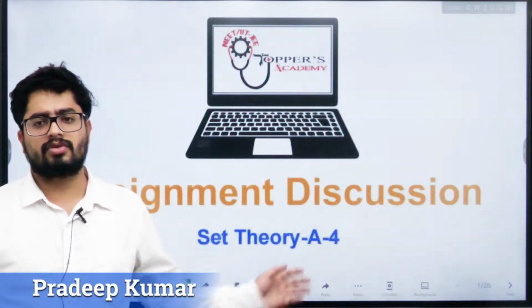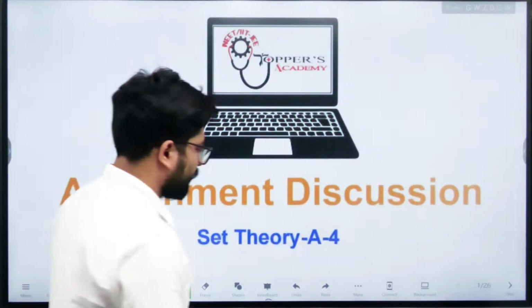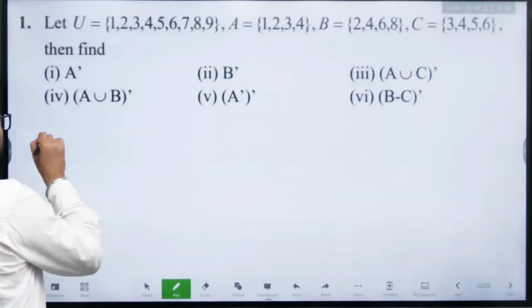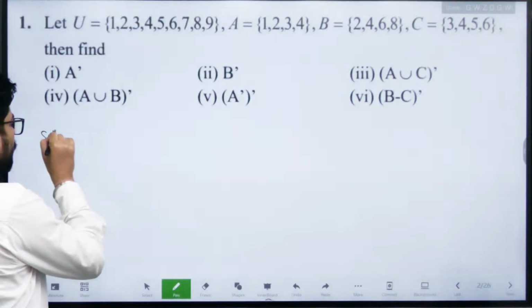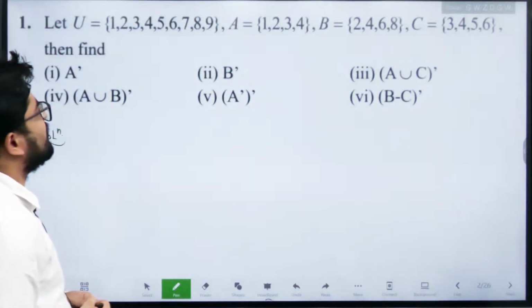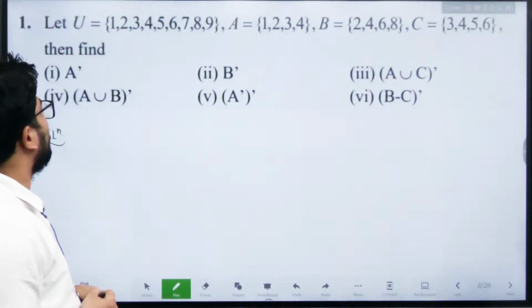Hello students, today we'll discuss assignment number 4 on set theory. Okay, so here you have your first question. The question is: you have a universal set, set A, set B, set C. Then you have to find A complement.